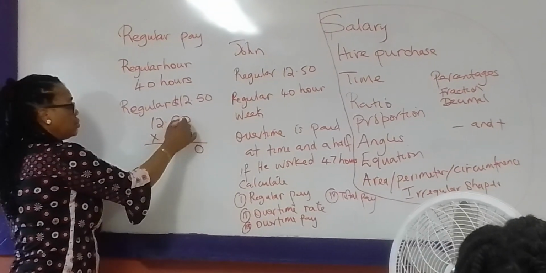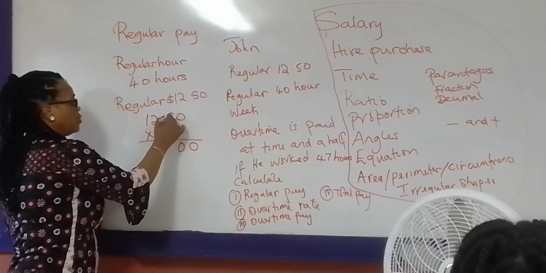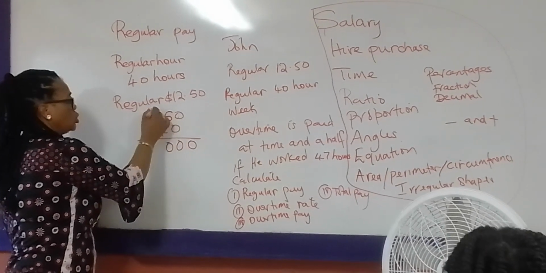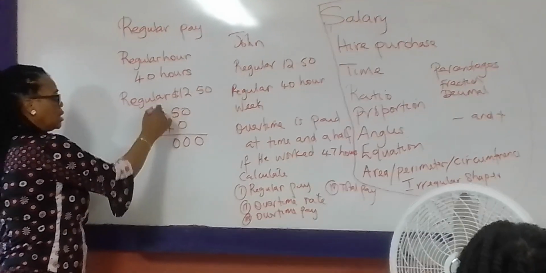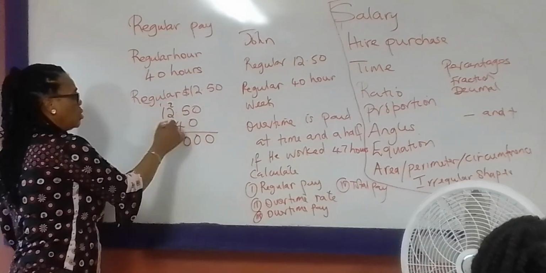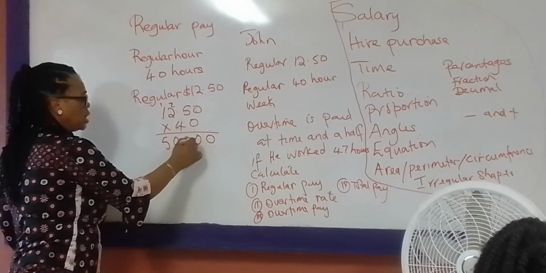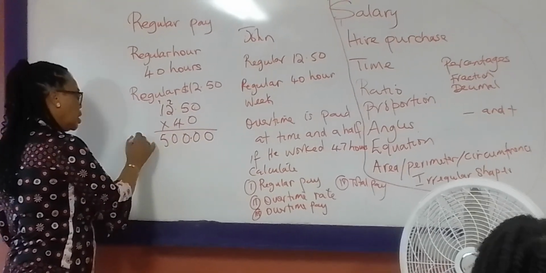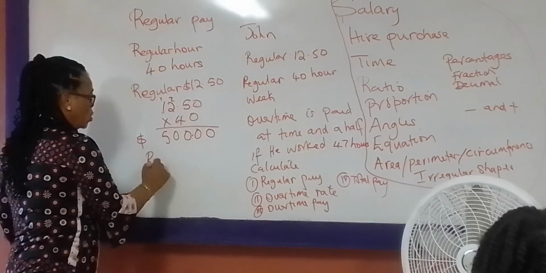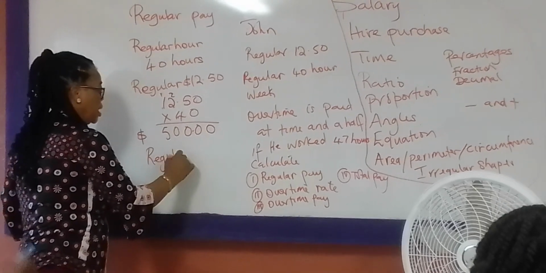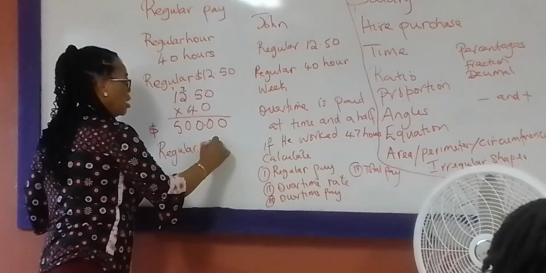Then I go 4 times 0 is 0. 4 times 5 is 20, 0 carry the 2. 4 times 2 is 8 and 2, 10, 0 carry the 1. 4 times 1 is 4 plus 1 is 5. It's 2 decimal places. So his regular pay, here it goes, his regular pay is going to be what? $500.